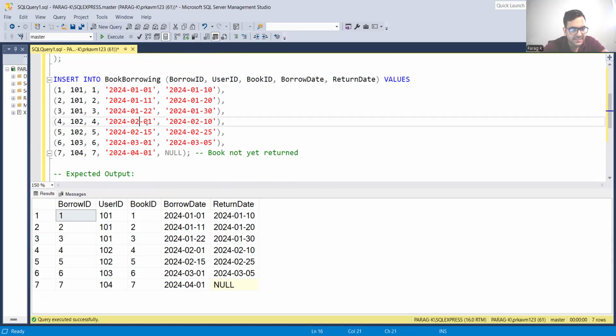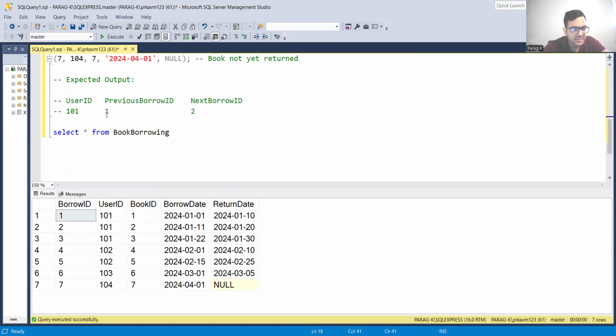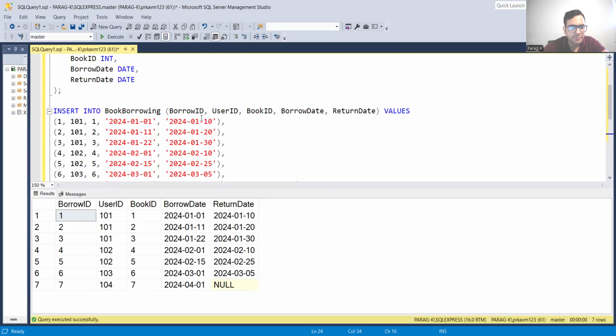Observe here, it doesn't exist here, so this doesn't qualify. For example, we don't want it. We only want to find user 101. Let's look at 102: returned on the 10th and borrowed on the 15th, which doesn't qualify. Let's do 103. They only borrowed once. 104 never returned it. So what you're looking for is the format of previous borrow book ID and next borrow book ID. So we have to find that out, right?